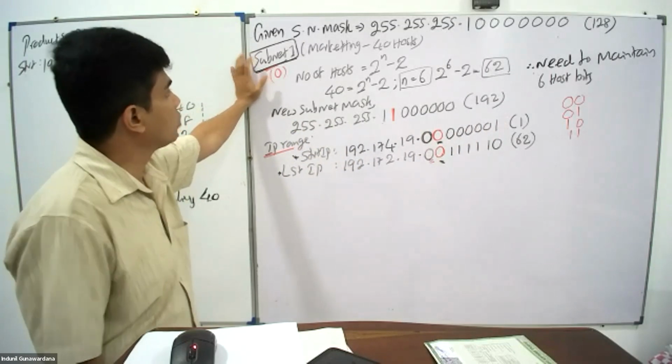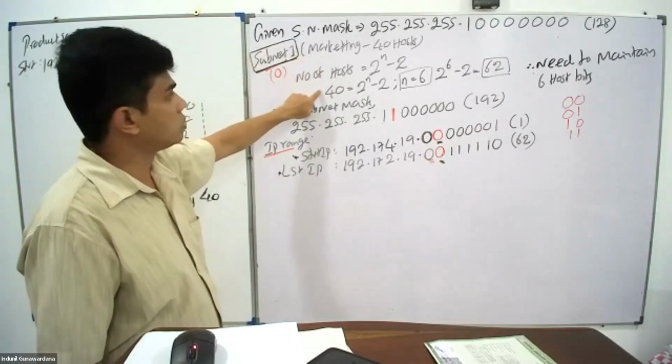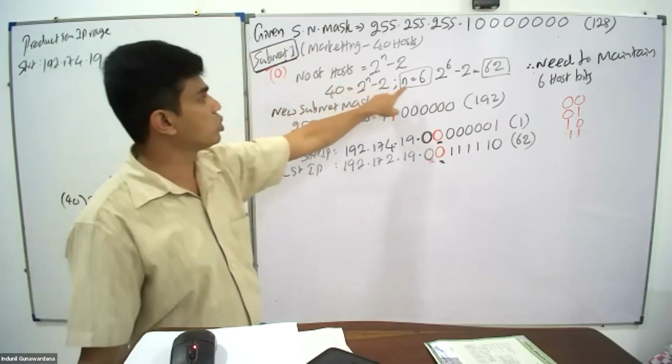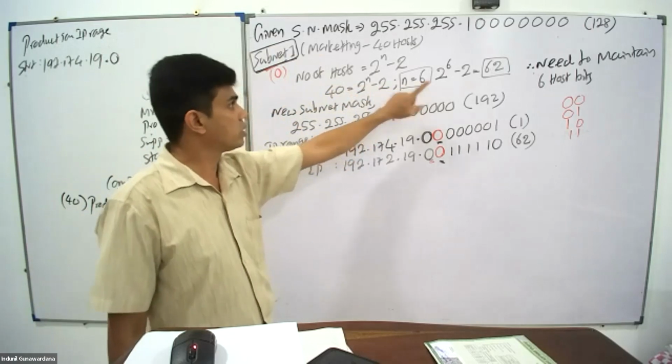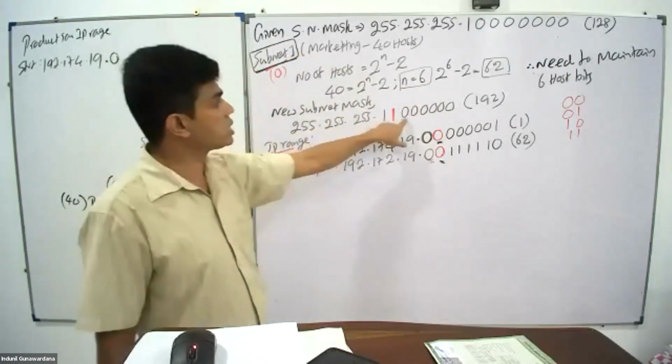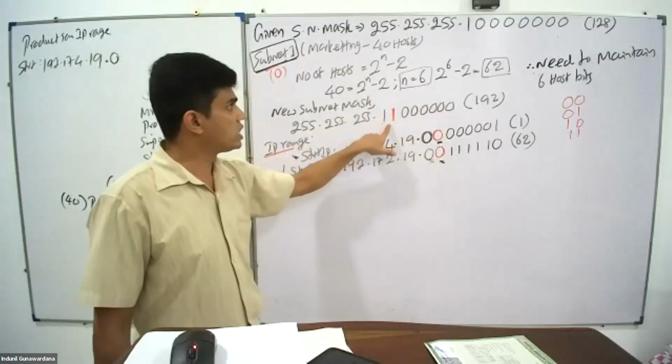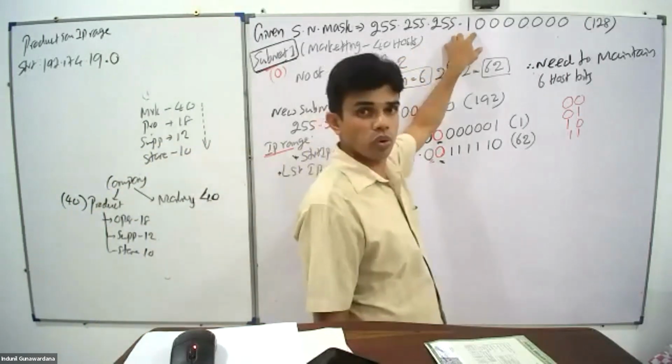Subnet 1 is marketing. You have 40 hosts. I found the number of hosts using 2 to the power n minus 2. I need to have 6 host bits. Then I create the subnet mask having 6 host bits, so I change this 0 into 1.